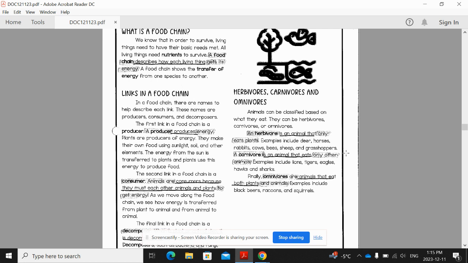A carnivore is an animal that eats only other animals. Examples include lions, tigers, eagles, hawks, and sharks. Finally, omnivores are animals that eat both plants and animals. Examples include black bears, raccoons, and squirrels.